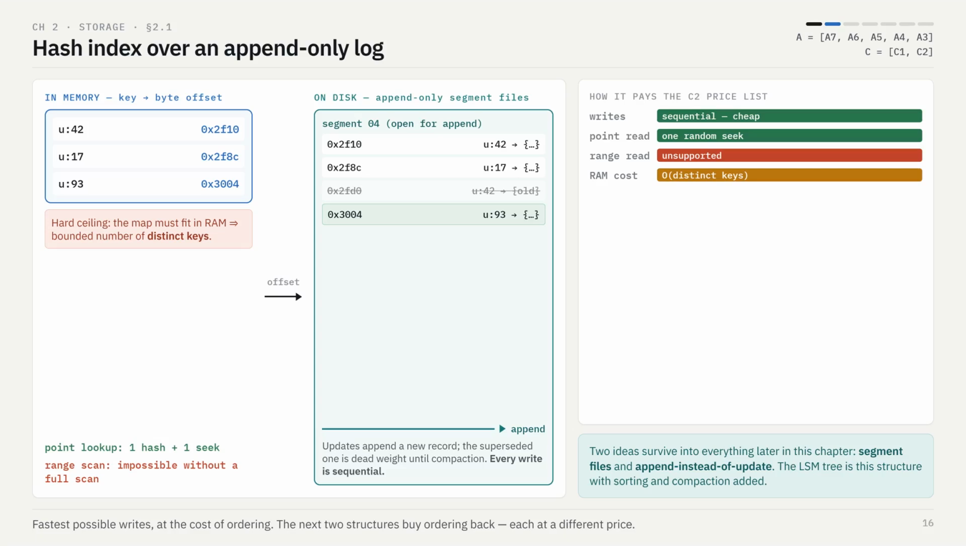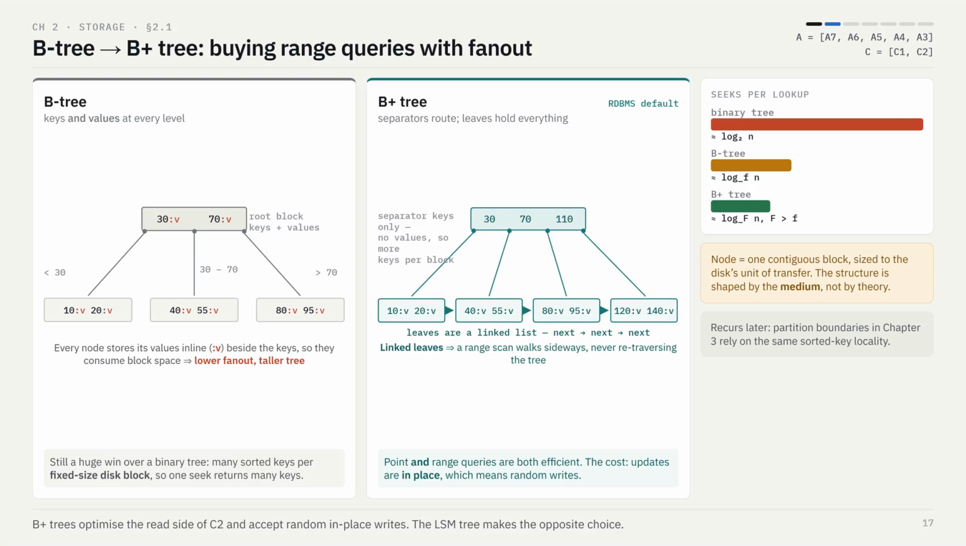And the in-memory hash map must be small enough to fit in main memory, which places a hard ceiling on the number of distinct keys the structure can efficiently support. Two ideas from this structure survive into everything later in the chapter: segment files and appending instead of updating in place. Hold on to both. Fastest possible writes, then, at the cost of ordering. The next two structures buy ordering back, each at a different price.